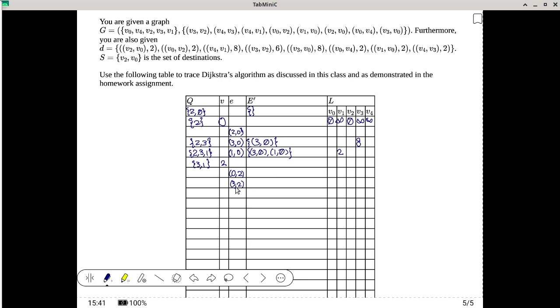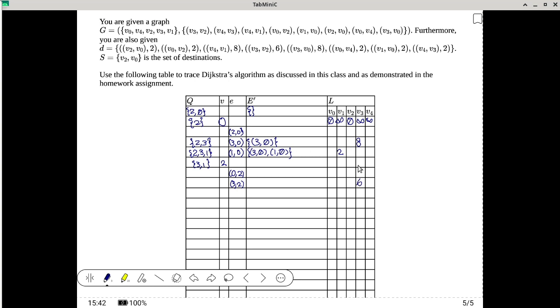And then we have to look at the edge from vertex 3 to vertex 2. Vertex 3 already has an L value, so we have to be careful now. According to the distance function, this is a 6. So from the perspective of V3, we have found a shorter path with a length of 6. Because vertex 2 itself is also a destination, the L value of V2 is a 0. So we're looking at 0 plus 6, which is just 6. That means we have to update the L value of V3, so that goes from 8 to a 6.